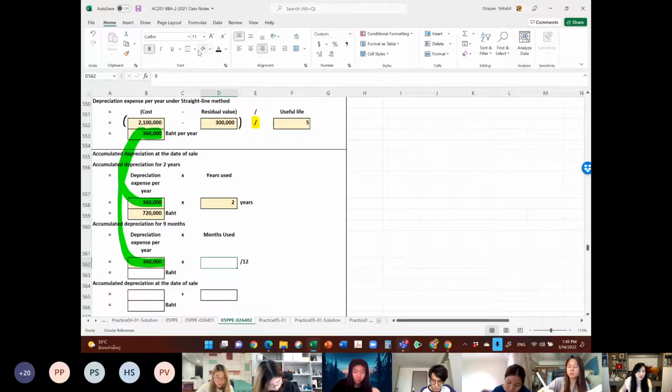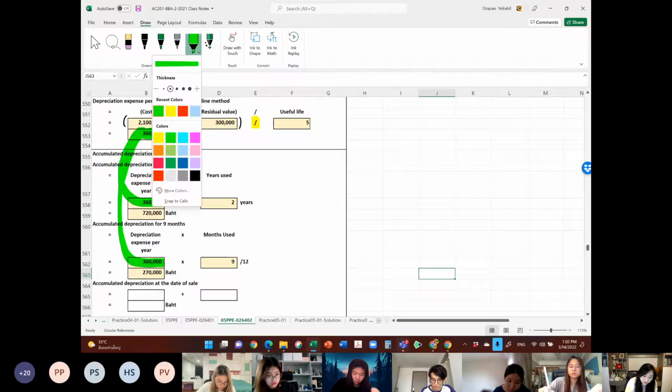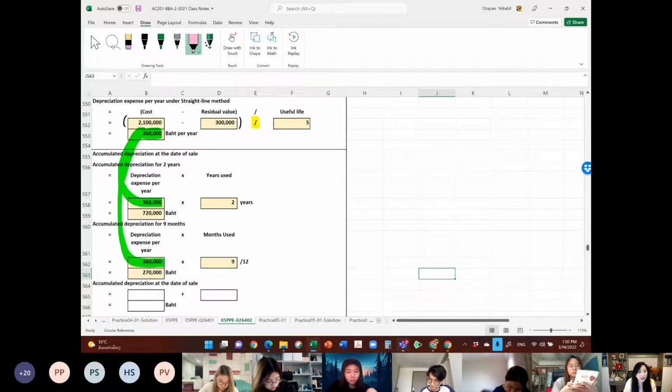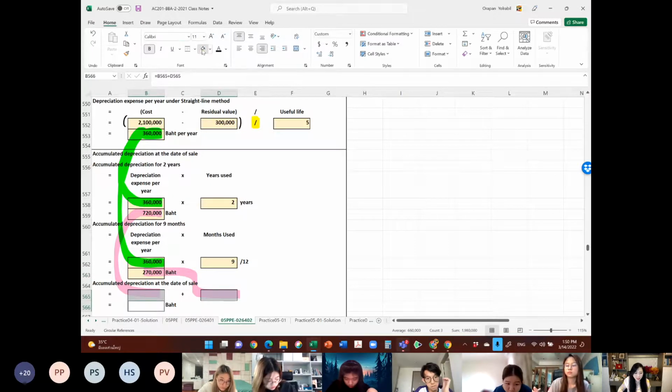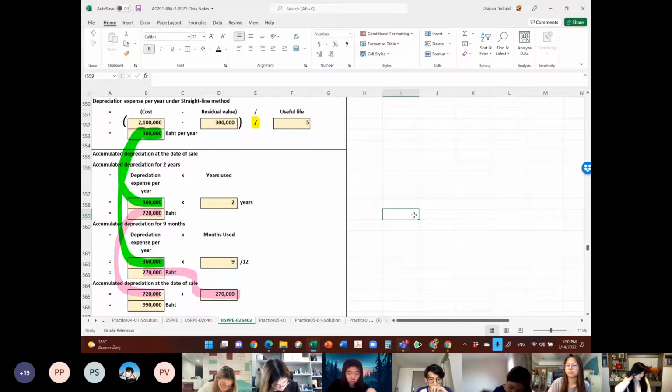And then for this, you have been using the asset during year 3 for 9 months. So it's 9 over 12. If you do the calculation, you're going to get 270,000. Now, if you want to sum them up so that you know the total accumulated depreciation for 2 years and 9 months, for this you take it here and for this you take it here. So the total accumulated depreciation for 2 years and 9 months would then be 990,000.